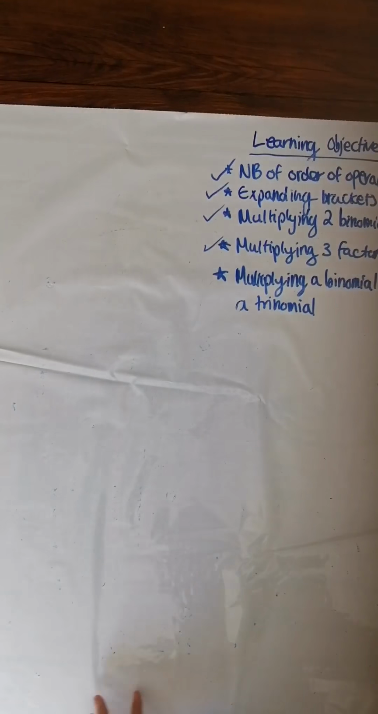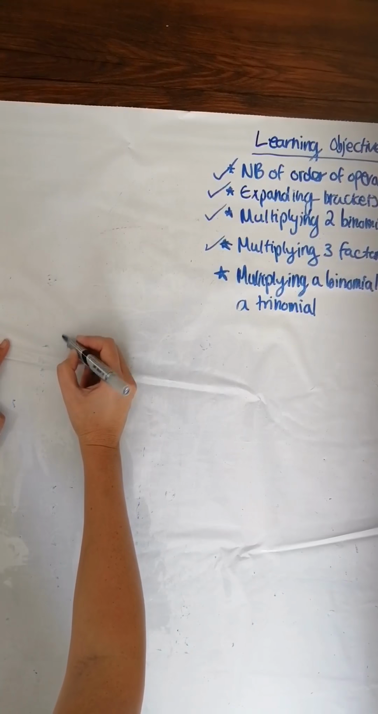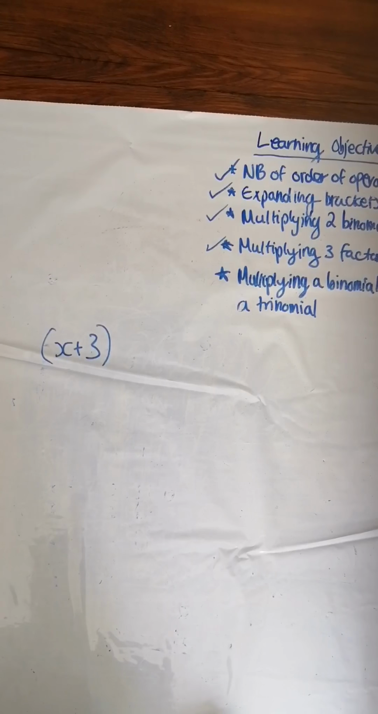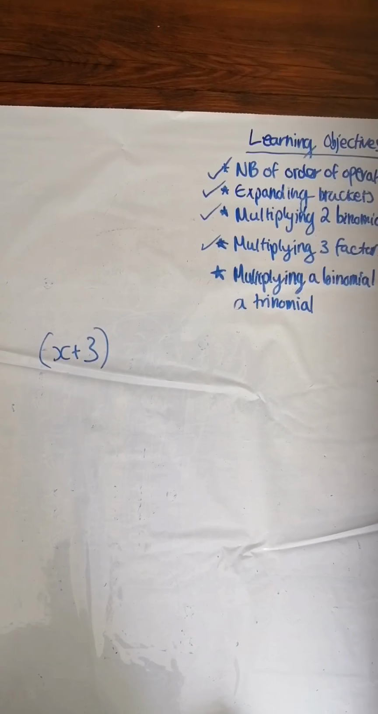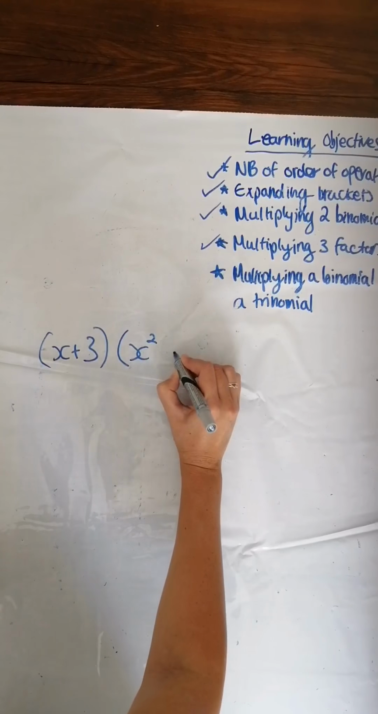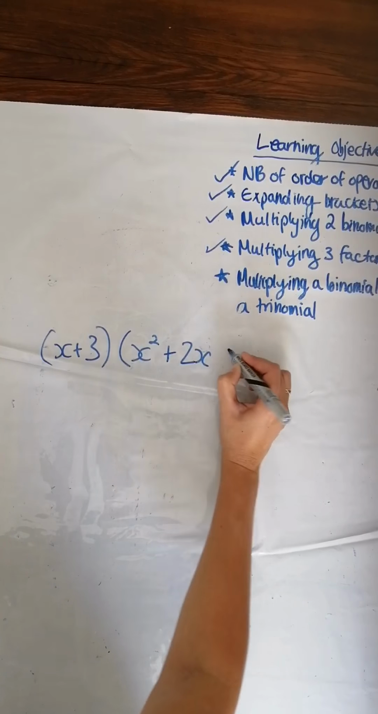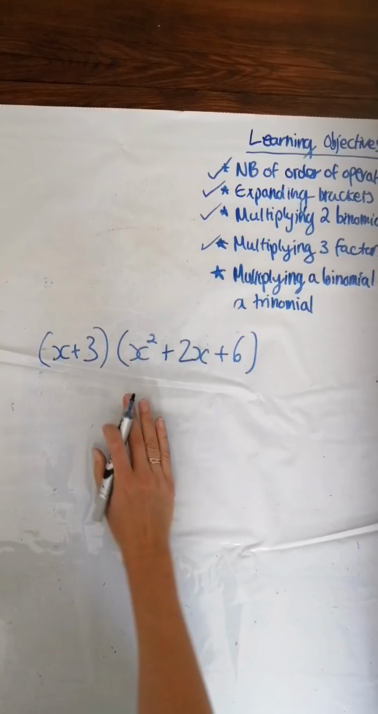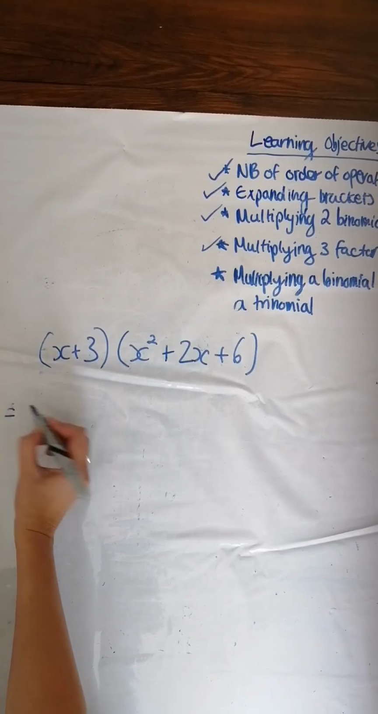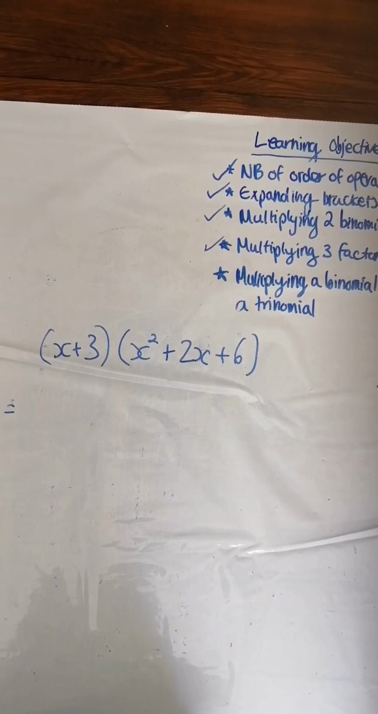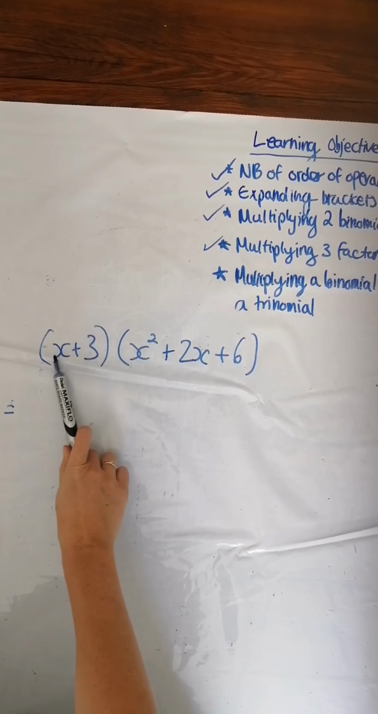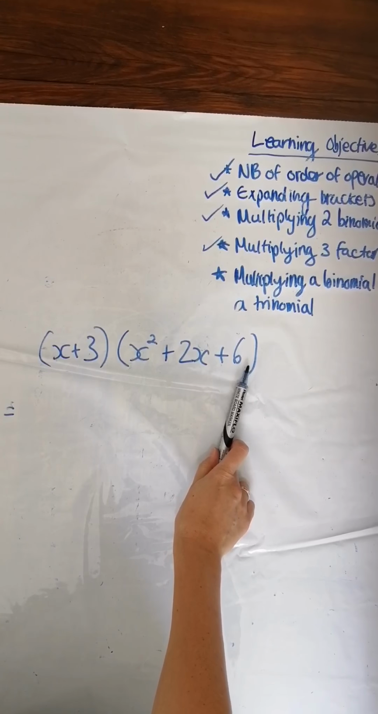Lastly, so you know what a binomial is? A binomial, you've got your 2 terms inside the bracket. Now, what about a trinomial? Tri means 3, so just think of it as you have 3 terms inside of a bracket. Okay, so I have x squared plus 2x plus 6. Okay, so what I like to do with these is I take the binomial and I multiply that into the 3 terms in the trinomial.